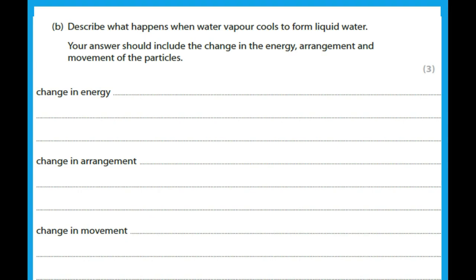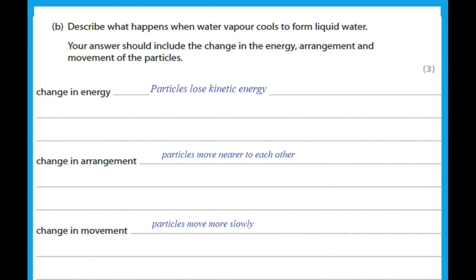So this is a different version of the question that is asking about what happens when you change from one state to another. So we're changing from what? From gas to liquid. What happens to the energy? Gas to liquid, we lose kinetic energy. The particles move nearer to each other, and the particles are moving more slowly because we're talking about from gas to liquid.